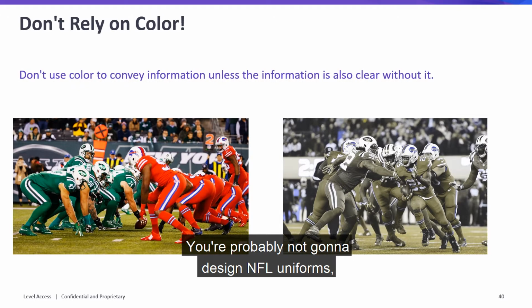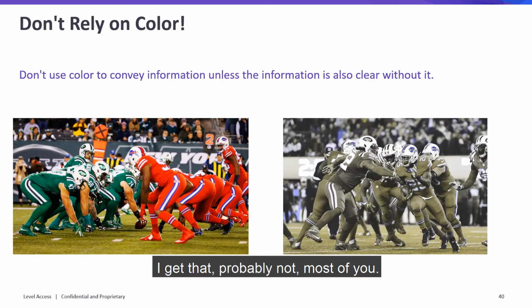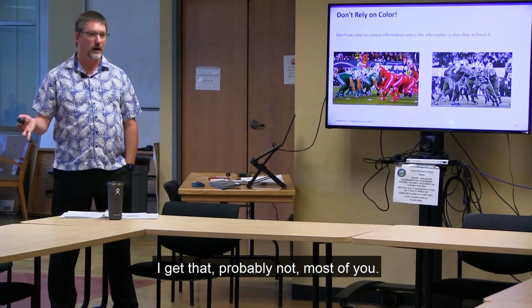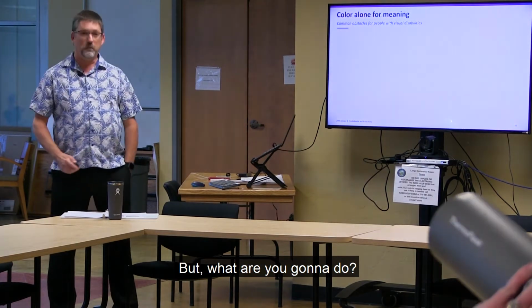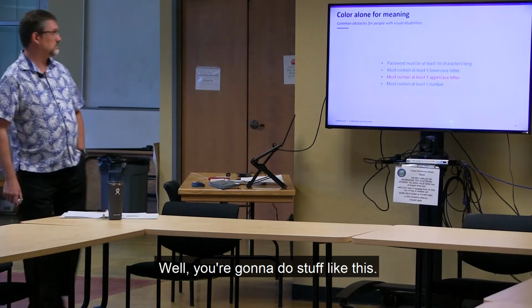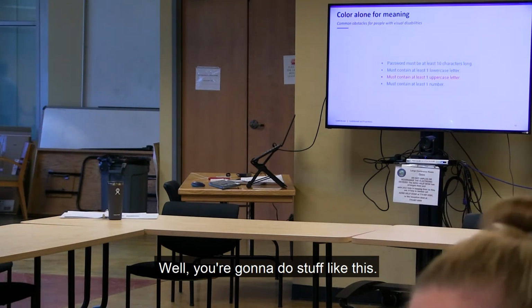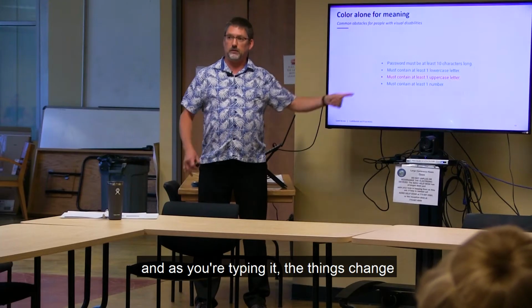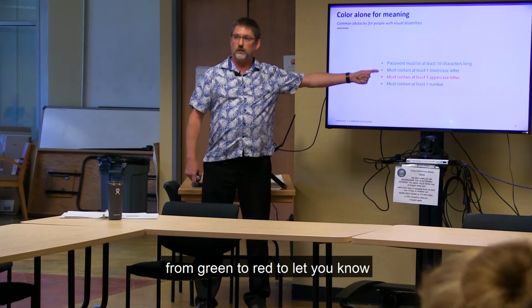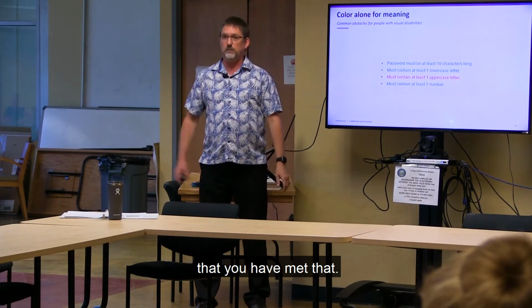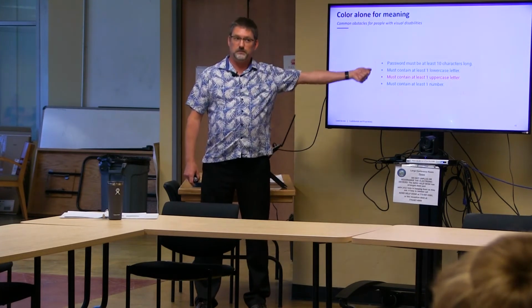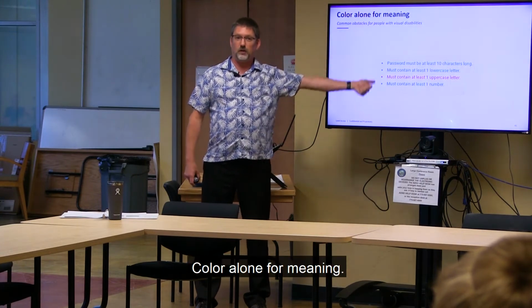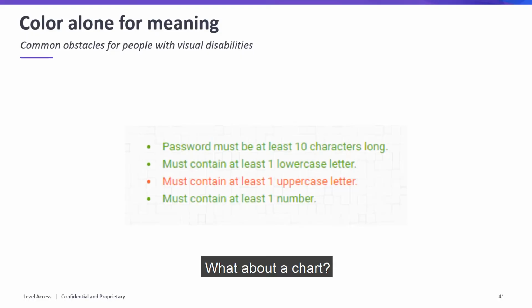Don't use color alone to convey information. You're probably not going to design NFL uniforms. I get that. Probably not, most of you. But what are you going to do? Well, you're going to do stuff like this. This is a field form where you're putting in a password, and as you're typing it, the things change from green to red to let you know that you have met that. Color alone for meaning.